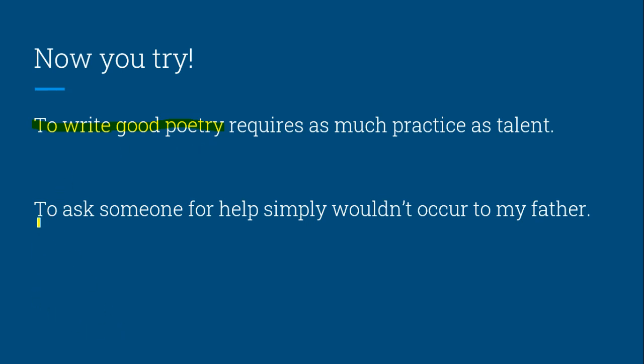Let's look at this last one. To ask someone for help simply wouldn't occur to my father. To ask is our infinitive. Ask is a verb preceded by to. Someone for help accompanies it because we know that simply is describing how it wouldn't occur to the father. What wouldn't occur to the father is to ask someone for help. So we know that this is our complete clause here.